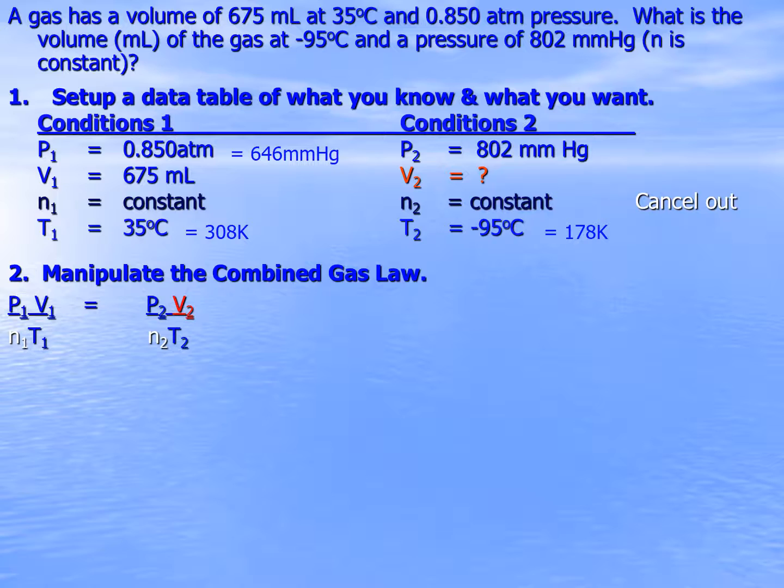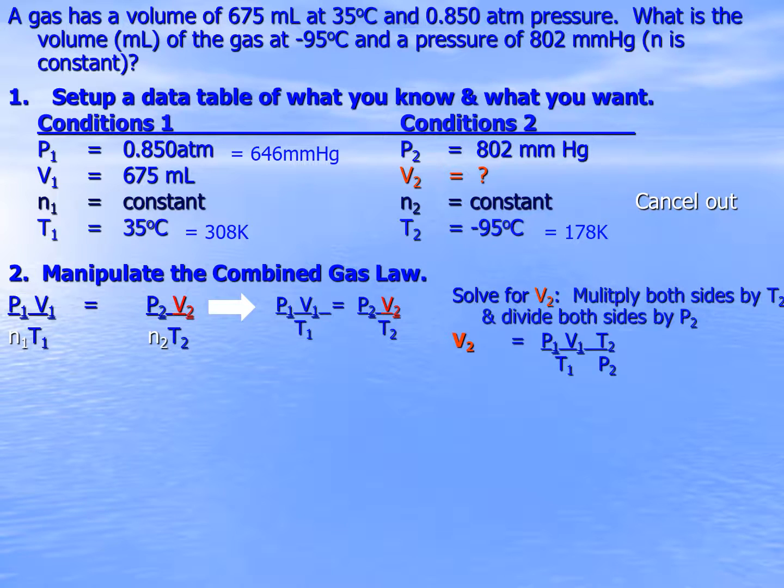So P1 is 0.850 atmospheres, but I want to put the two pressures in the same unit, so I think I'll change that one to millimeters of mercury by multiplying by 760. Remember, 760 millimeters of mercury over 1 atmosphere makes a good conversion factor. So P1 is 646 millimeters mercury, so the units match with the P2, 802 millimeters mercury. V1 is 675 milliliters, so my answer for volume 2 will also be milliliters. N1, N2, those cancel out. T1, 35 Celsius, is 308 Kelvin. T2, negative 95 Celsius, is 178 Kelvin.